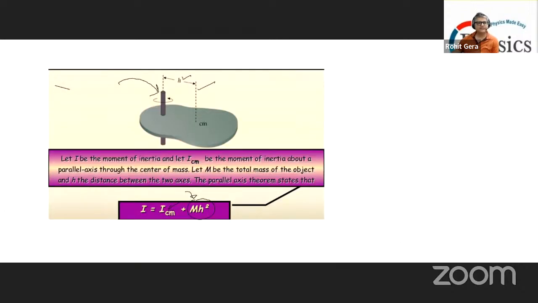Generally, what we study in the standard figures is the moment of inertia passing through the center of mass. फिर वो along the tangent, along the diameter, this that करके we are able to calculate other moment of inertia of the same body along different axes. ठीक.